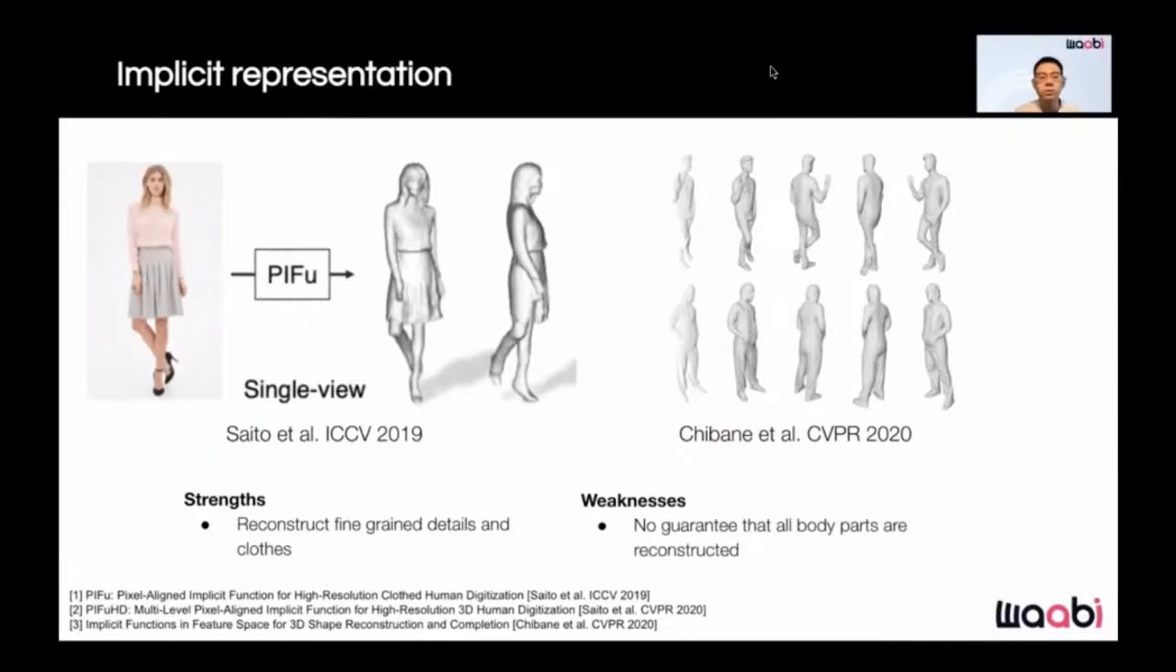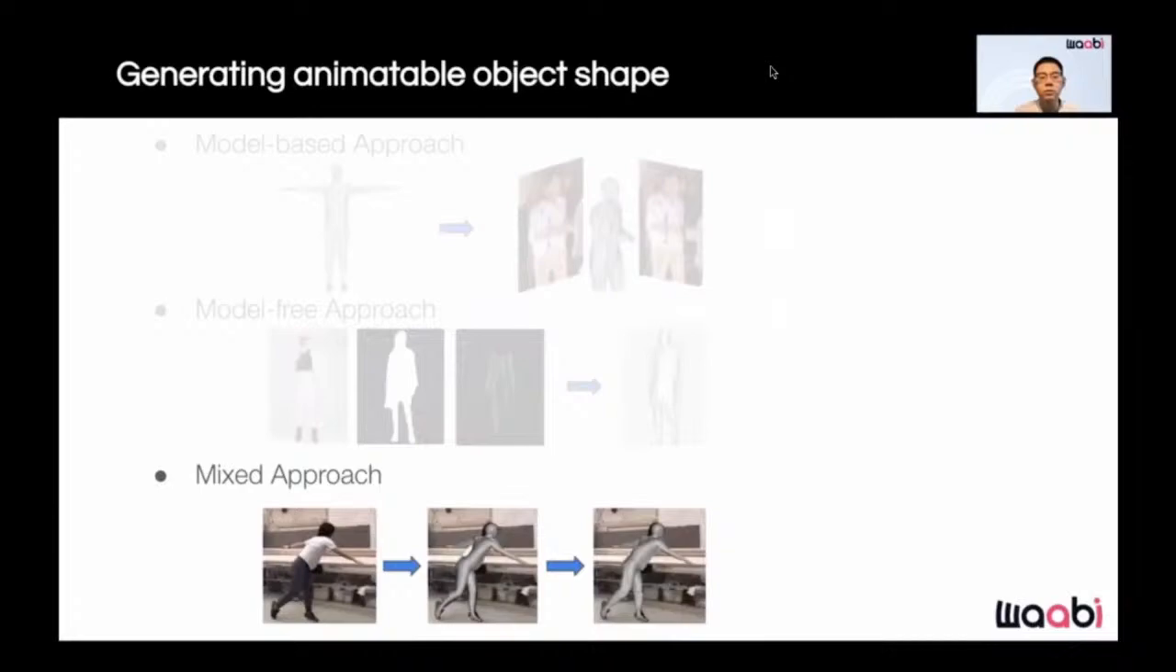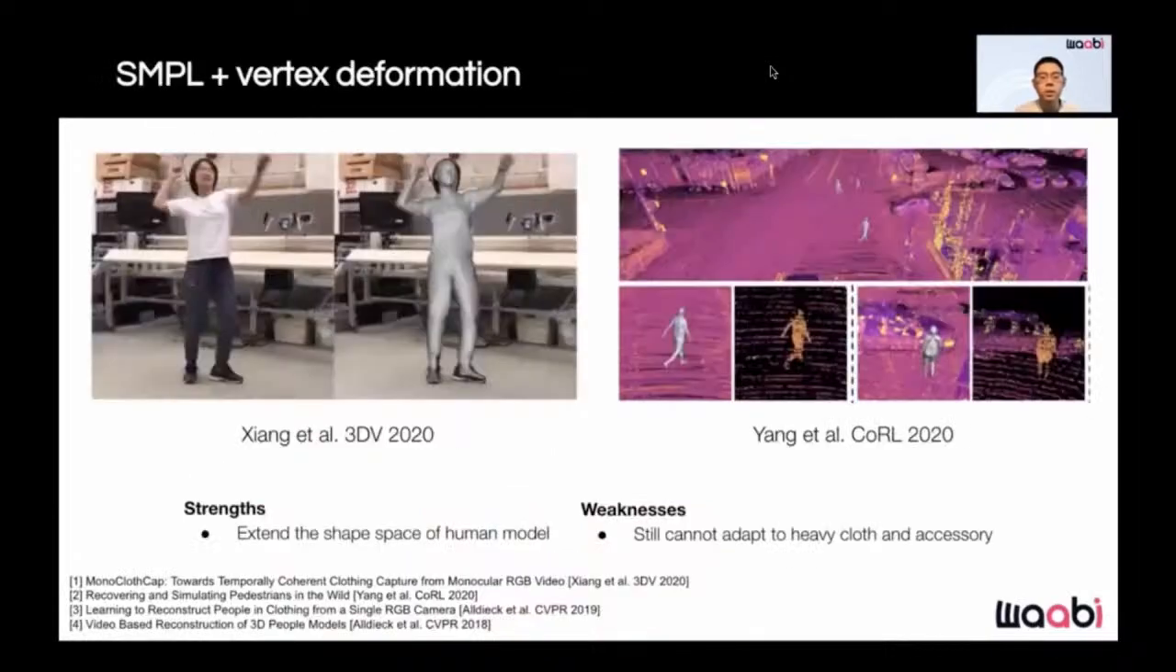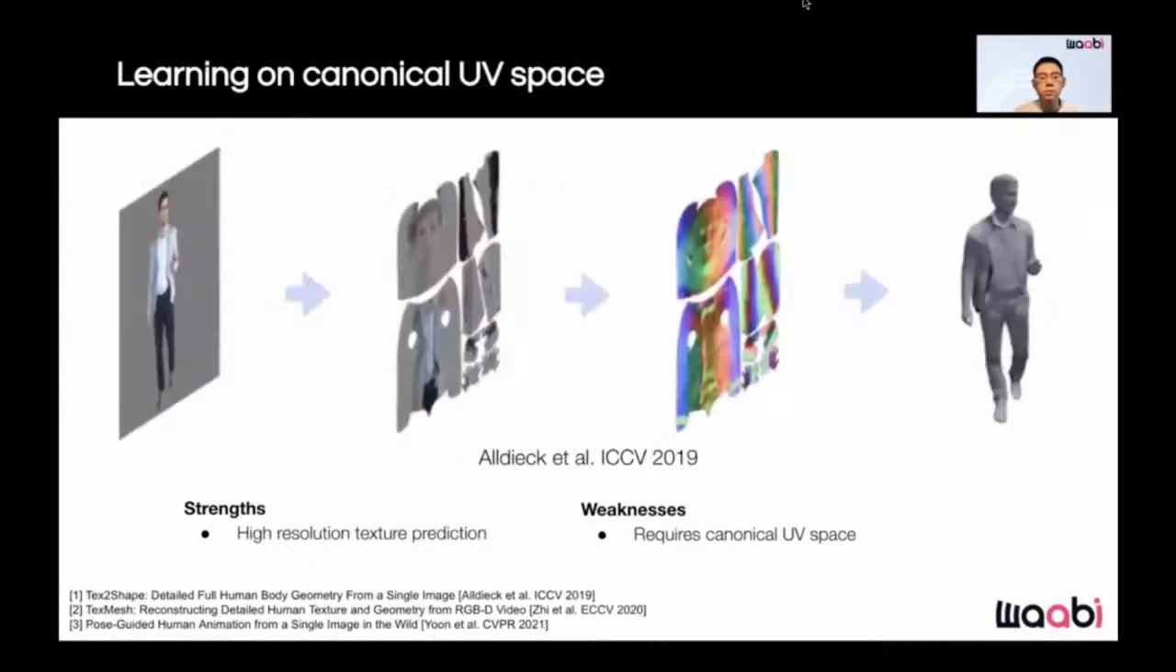Next, we look at the mixed approach for shape reconstruction. Some papers extend the parametric human model with a vertex deformation, so they have the potential to extend the shape space, but they still cannot adapt well to heavy clothing and accessories because the mesh is constrained to a fixed topology. Some other papers learn human shape on a canonical UV space defined by a simple model. They formulate the shape reconstruction problem as an image-to-image translation problem. This approach usually reconstructs high-resolution textured shape, but it requires the input mesh to have the same topology and a canonical UV space, which limits its generalization ability.